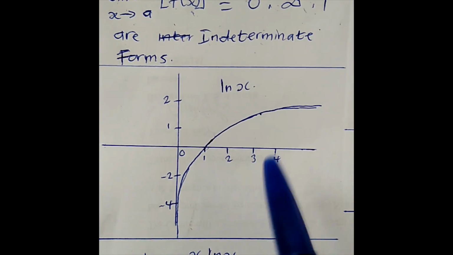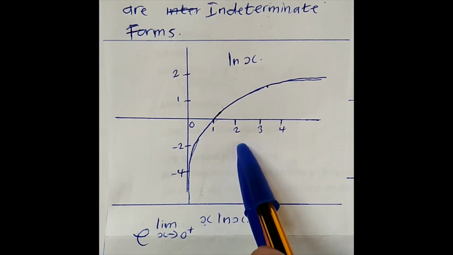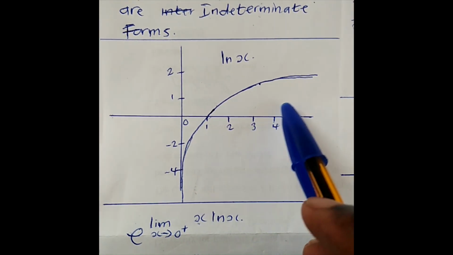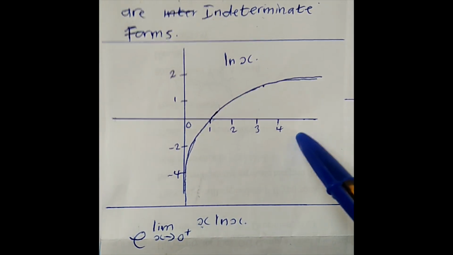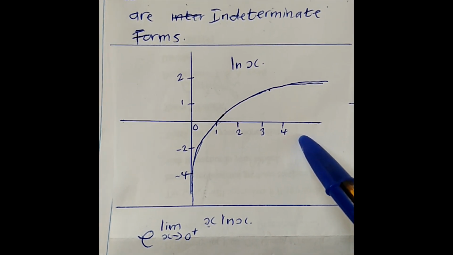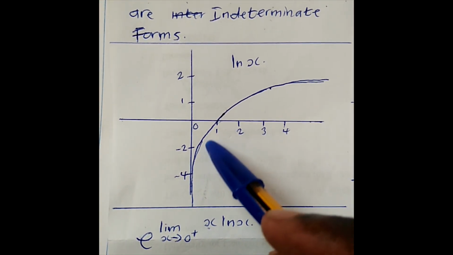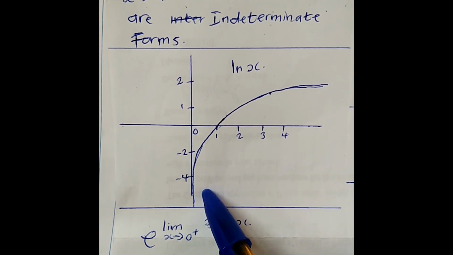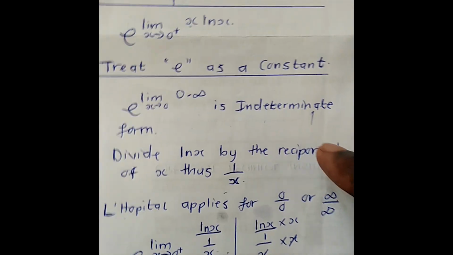So let's try to explain how I got the negative infinity. Now when we draw the graph of ln x, the graph looks something like this. So as we approach 0 from the positive side, we are approaching large negative values. That is why we had the negative infinity. Okay, let's go back to the question.